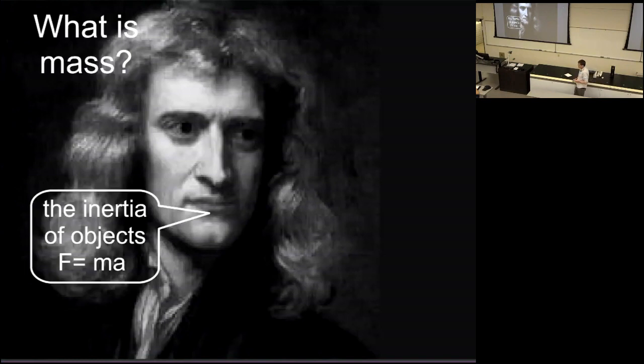Well, another answer came from Newton. Isaac Newton answered the question, what is mass? One answer is that mass is a measure of inertia. It's a measure of your reluctance or resistance to having your motion changed. If you have more mass, you have more resistance to having your motion changed. It's harder to change your motion with a force. If you have less mass, you have less reluctance, less resistance to having your motion changed. It's easier with a force to change your motion. That's all embodied in Newton's second law, F equals ma. So that's another answer to what is mass.